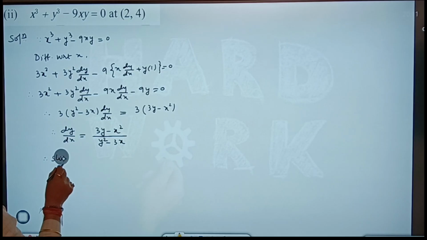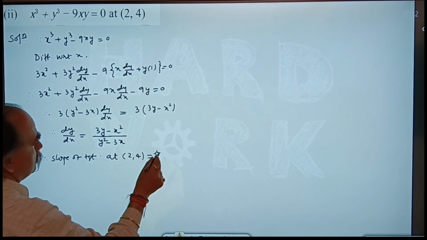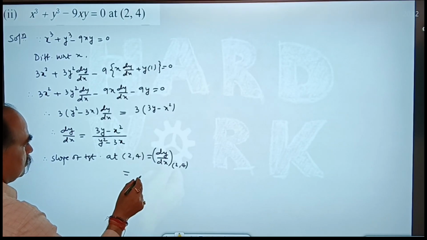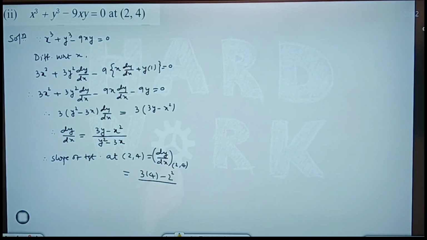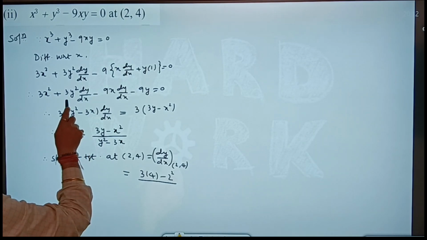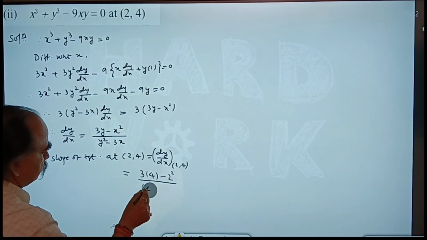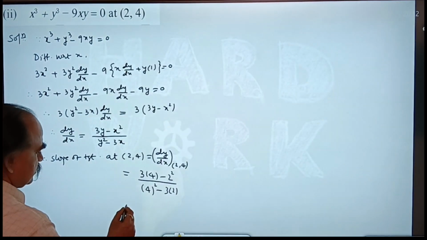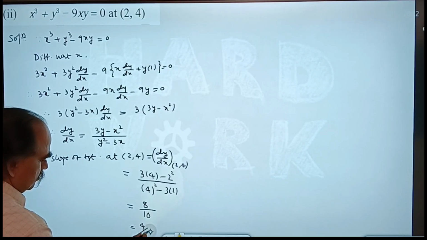Therefore, slope of tangent at (2, 4) is equal to dy by dx at (2, 4), 3 into 4 minus 2 square upon 4 square minus 3 into 2. 12 minus 4 is what? 8. 16 minus 6 is what? 10. 4 by 5.